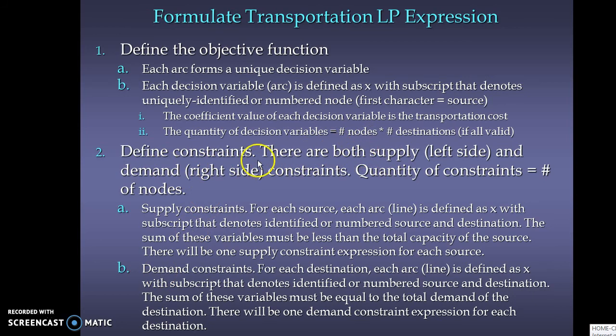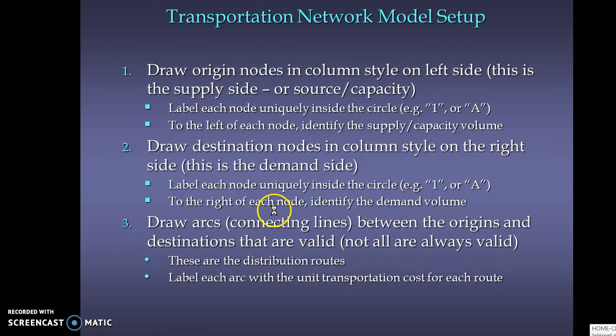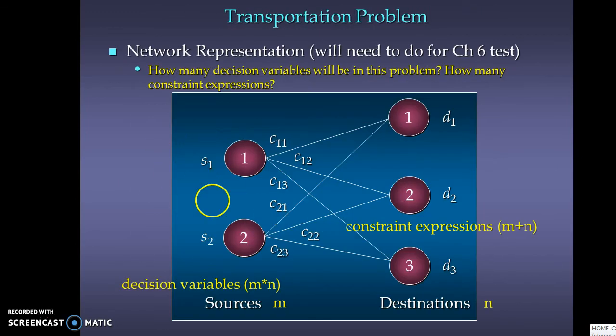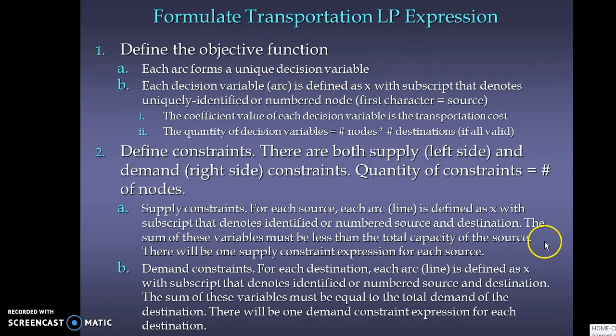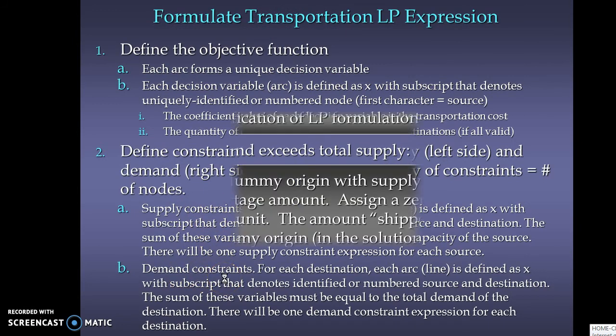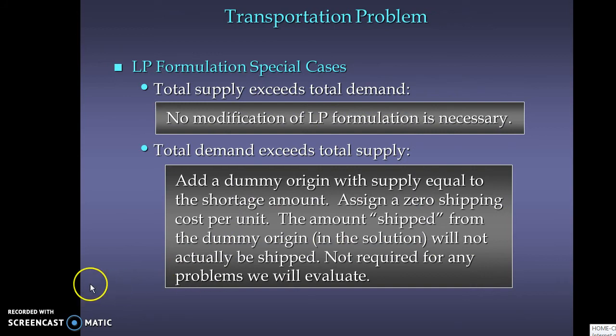There are supply constraints, there are demand constraints. The number of constraints is equal to the number of nodes. Again, in this example, if there are 5 nodes, then that's the number of constraints. Remember, m plus n. Okay, supply side constraints and demand side constraints. I'm going to walk you through an example to help you with that.